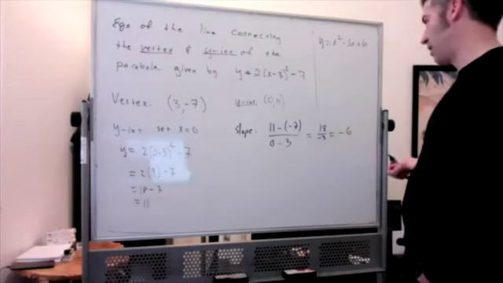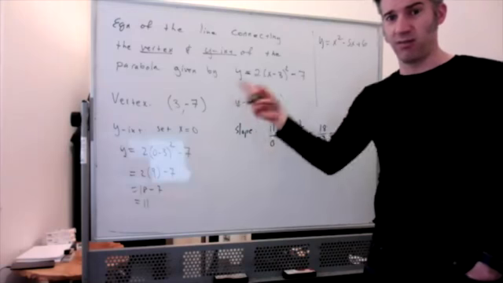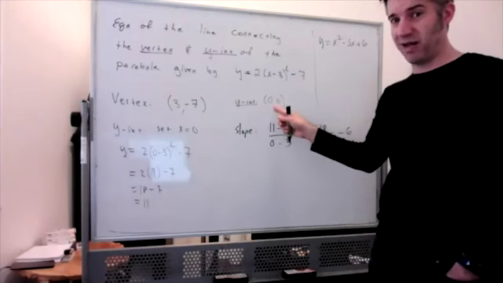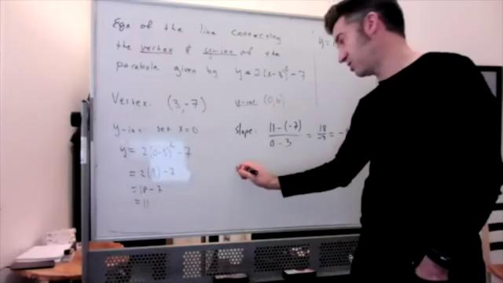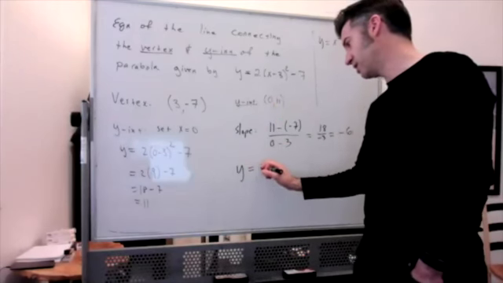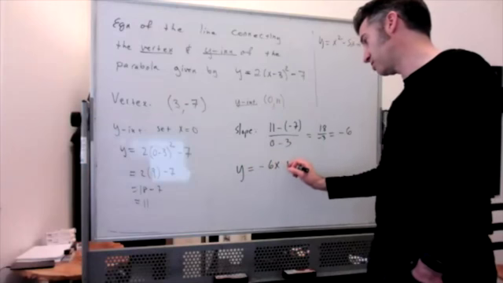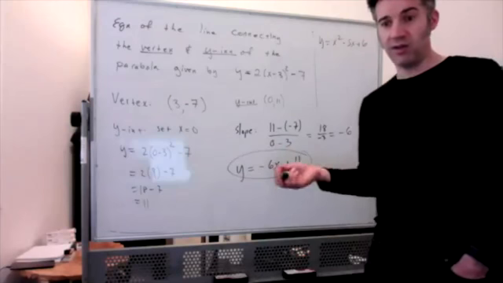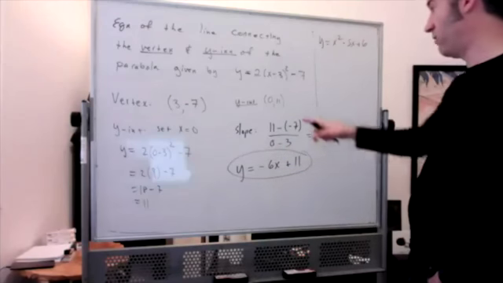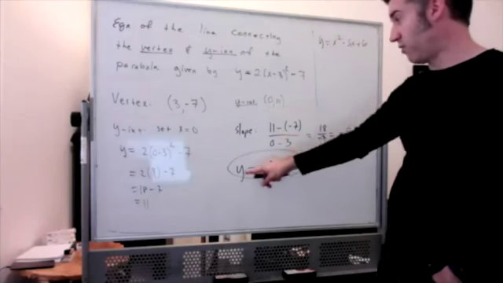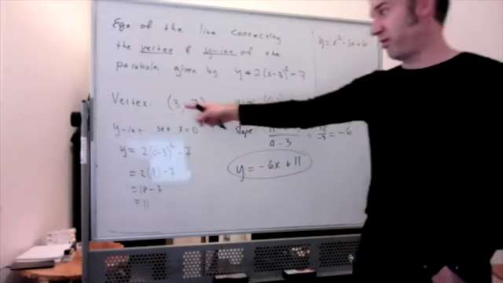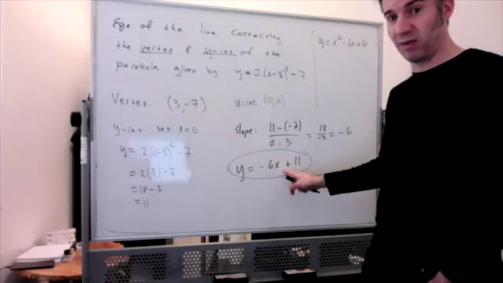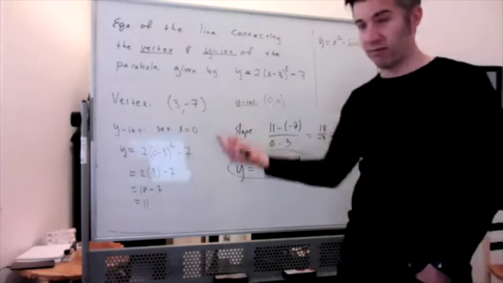Now, I could do this a variety of ways. I could say y equals mx plus b, plug in a point, and solve for b. But I've already been given the y-intercept. So I could actually just jump straight to saying y equals negative 6x plus 11. And I know that's right because if I plug in 0 for x, I get 11 for y, so that works. And if I plug in 3 for x, negative 6 times 3 is negative 18. Negative 18 plus 11 is negative 7. I get negative 7 for y.